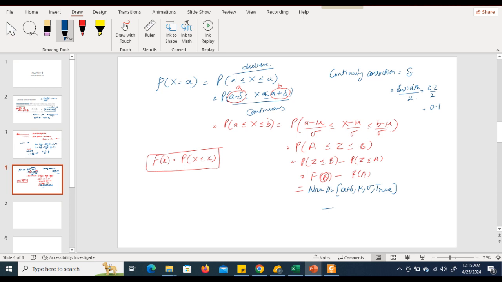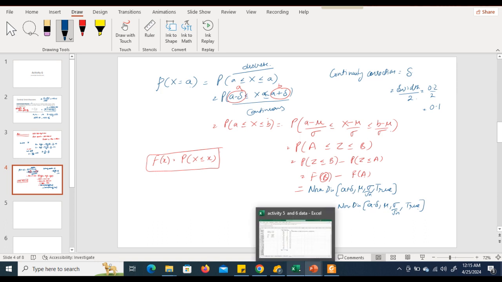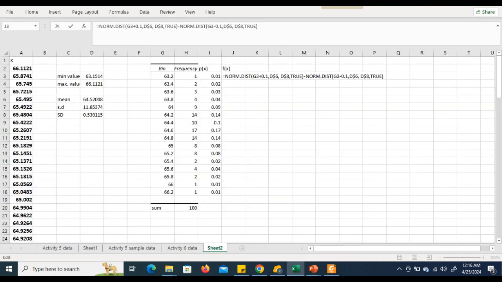Minus lower limit means again normal distribution. Now what is your lower limit? A containing A, and what is A? It is A minus delta, mean is mu, standard deviation is sigma, and true for the cumulative frequency, right? But here our standard deviation is sigma upon square root of n, so we have considered this as our standard deviation and mean as a population mean. Okay, so this is the formula we have used here. Upper limit minus lower limit. So this is the formula.